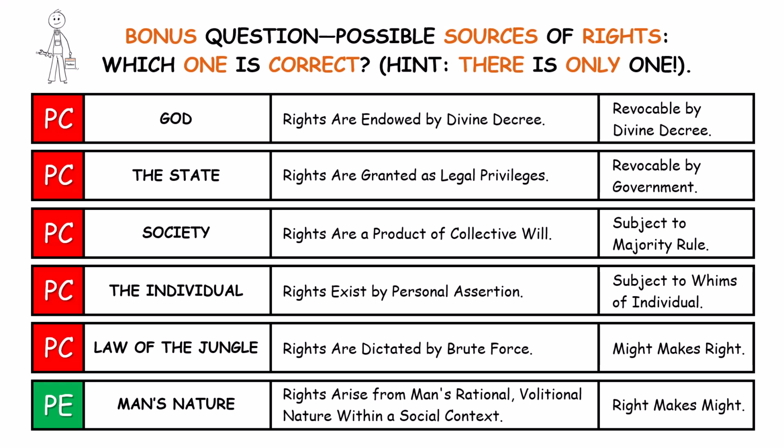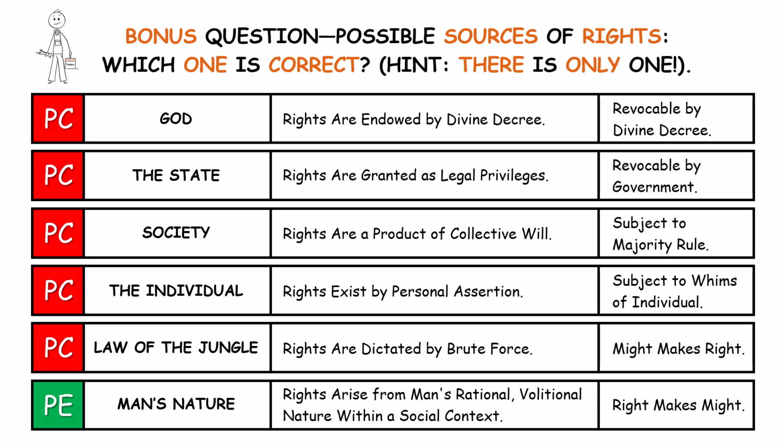Each of these false sources rests on an arbitrary will, whether divine, governmental, collective, personal, or brute force, making rights subjective, revocable, and dependent on power, rather than reality. If rights could be granted or taken away by decree, vote, or force, they would not be rights at all, but privileges subject to those in control.